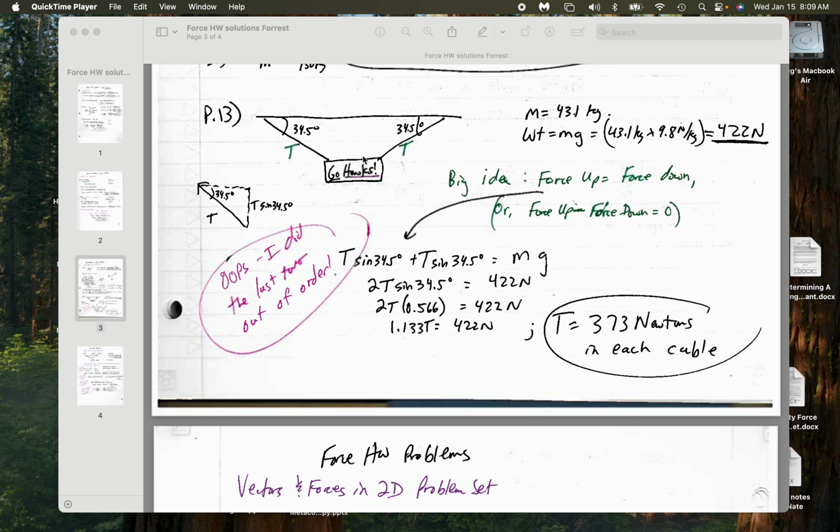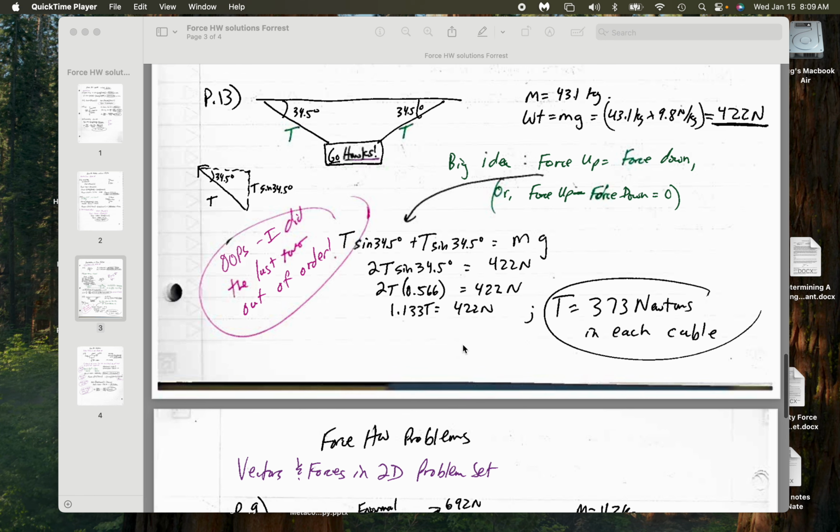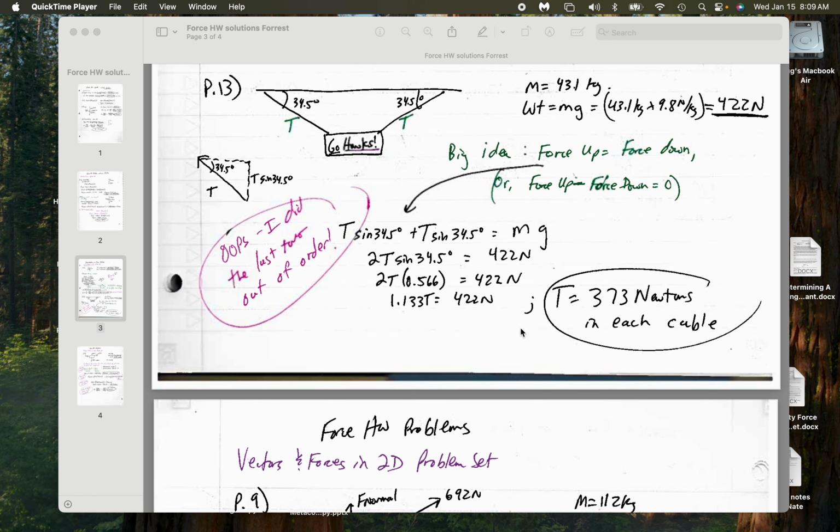So each string has the tension, which is going to be the same because the angle is the same, times the sine of 34.5 degrees as its upward component. So I have 2T sine 34.5 degrees as the upward force. mg is the downward force, which is shown up here. So I end up getting tension is 373 newtons.